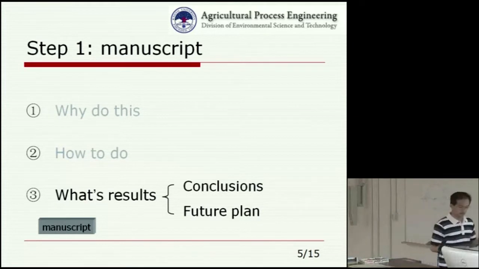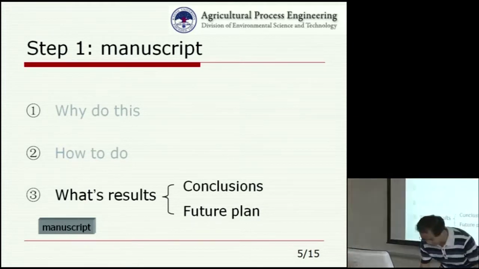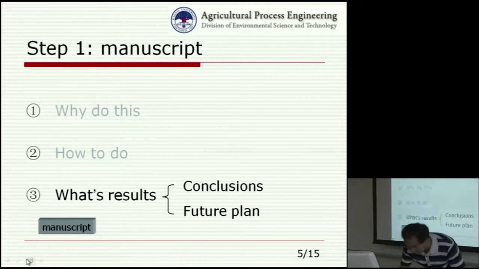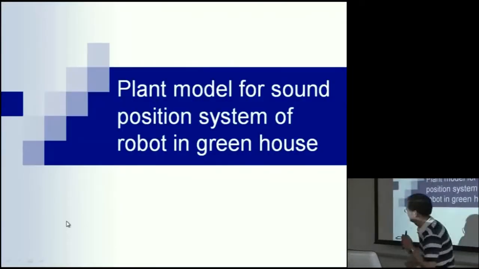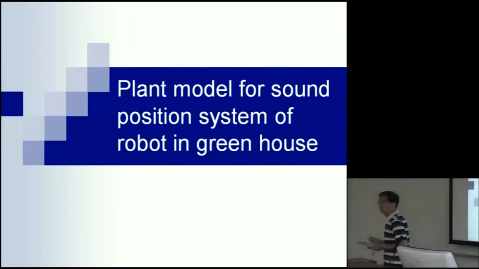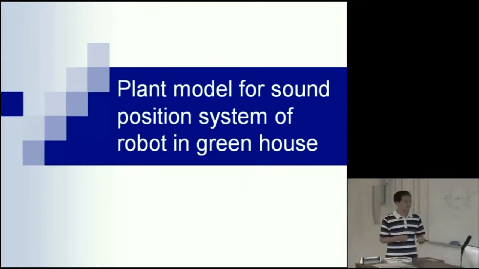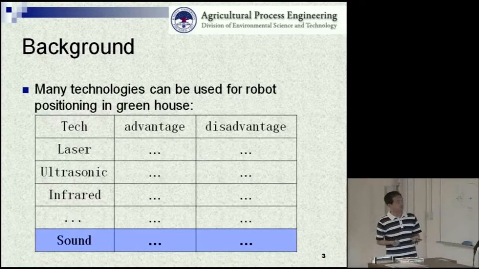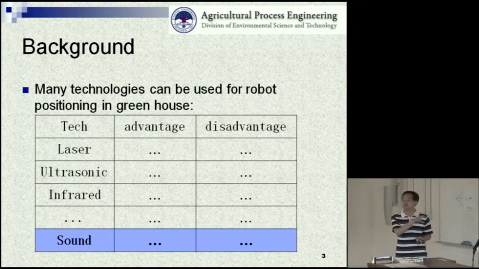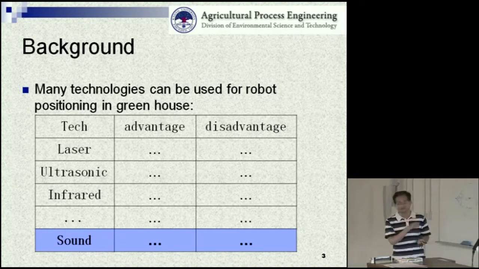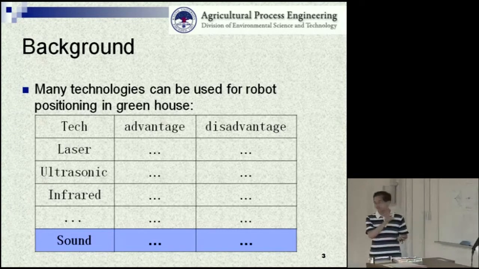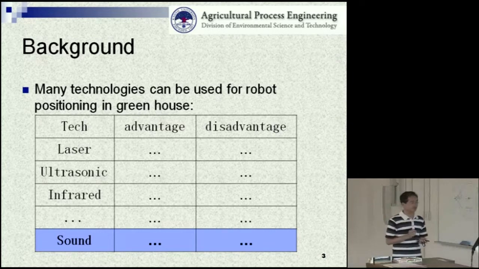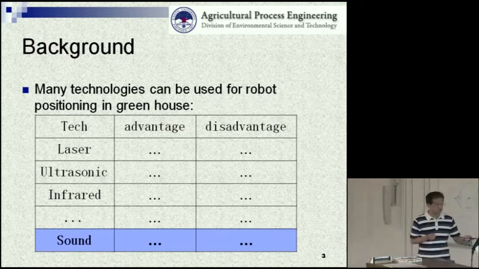We can see a very simple manuscript. Okay, just take a glance, not in detail. Outline and background. This is about the robot system. This is not real, don't take it seriously. There are many techniques that can be used in a robot operation system in greenhouse. Here we focus on a sonar system.